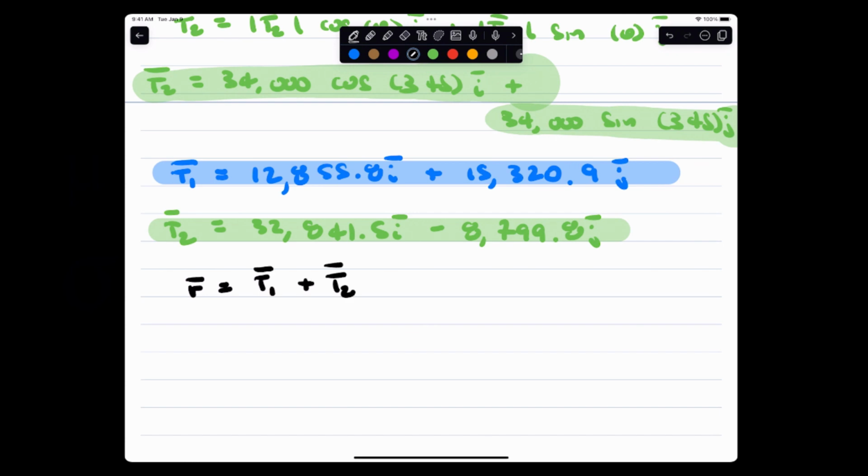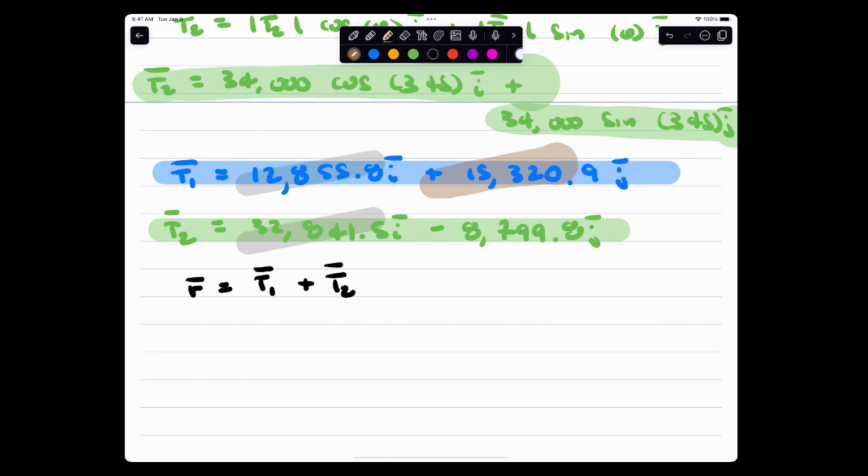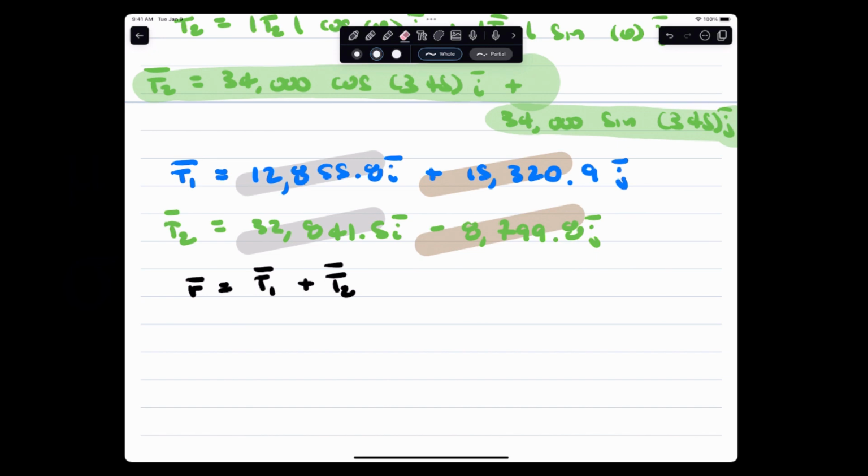So you take T1 plus what? T2. Now, be careful here because I've used different colors, so what I'll do is, let's go back here. I'll use gray and gray. And we'll use gold or brown here. And let me see if I could get rid of that so you guys can see it a little better.